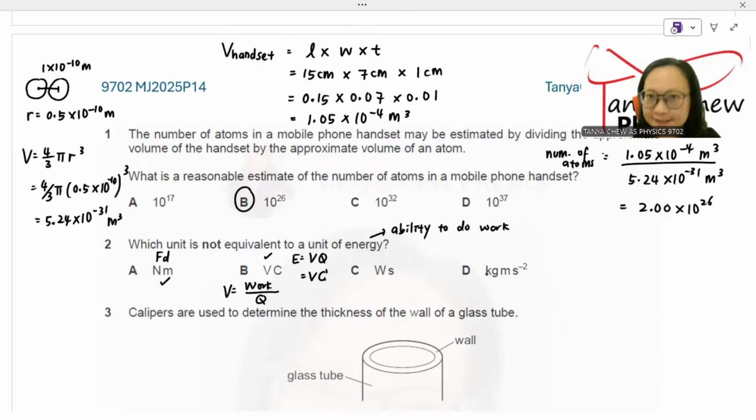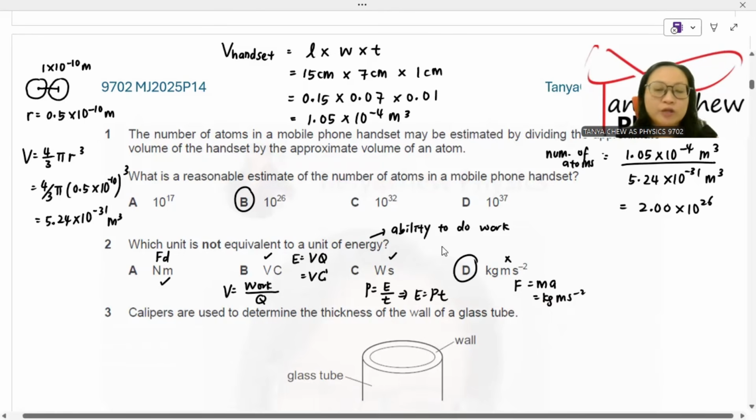C, watt second. Remember, power is equal to energy over time. That is why energy is equal to power times time. Power is measured in watt and time is measured in second. This is also a unit of energy. Kilogram meter per second, that is the unit of force, right? This has nothing to do with energy, so D is not an equivalent unit of energy.